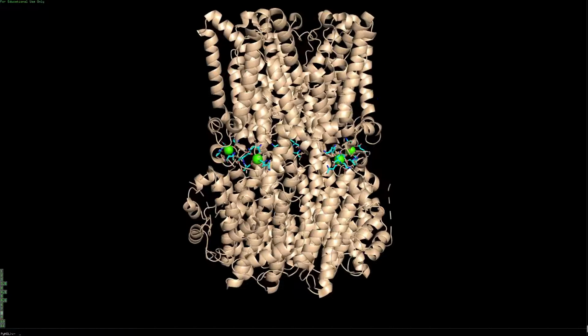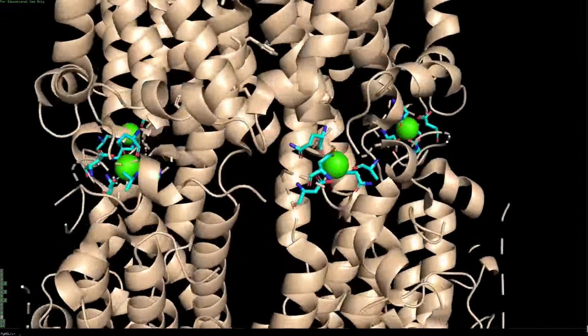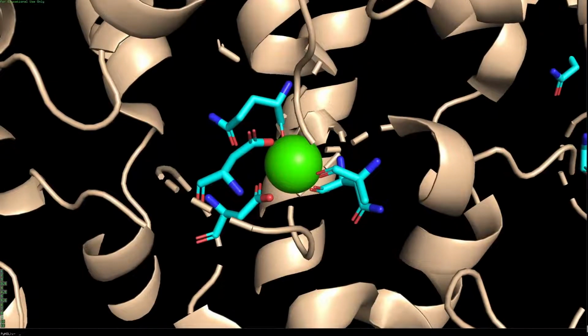Here's the calcium-bound open form of bestrophin. The green spheres represent calcium, and as we can see, there is 1 calcium for each respective subunit. But where exactly does calcium bind? In order to find out, we can select all amino acids within 4 angstroms of calcium to see which of them the calcium interacts with.